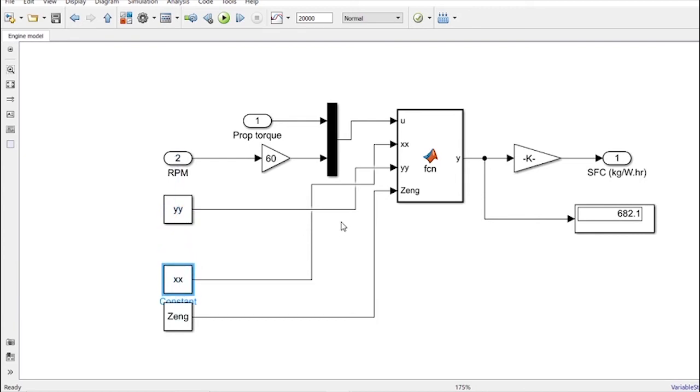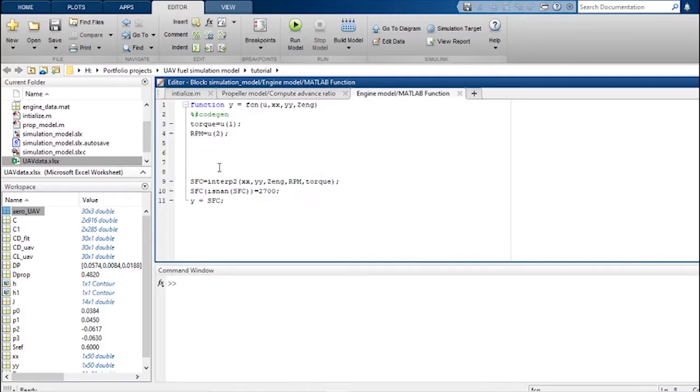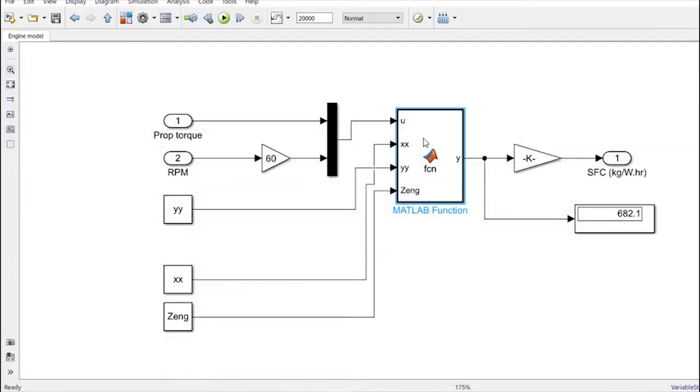Next, let us look at the engine block. Within the engine block, I have now fed in the propeller torque and the RPM, and I've also multiplied that by 60 to convert from rotations per second to rotations per minute. I have now defined another function block here. What this function block does is that it takes in the engine data and also the corresponding torque and the RPM that's produced by the propeller to compute a given SFC. This specific fuel consumption value that we get out after interpolation has the following units, that is kg per watt hour.